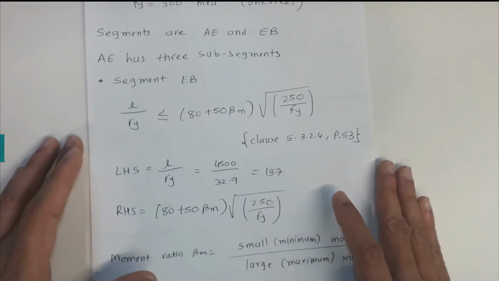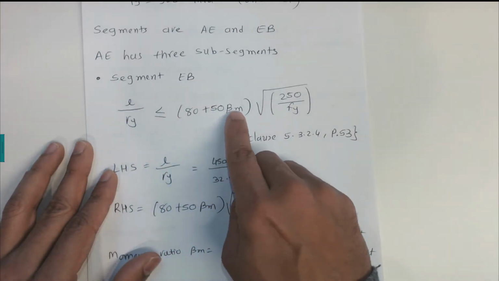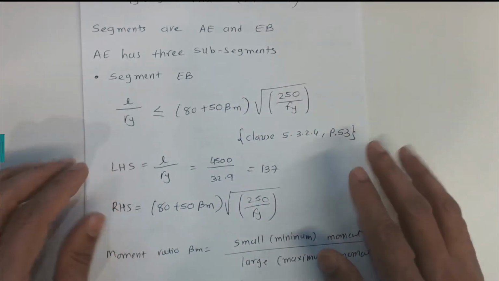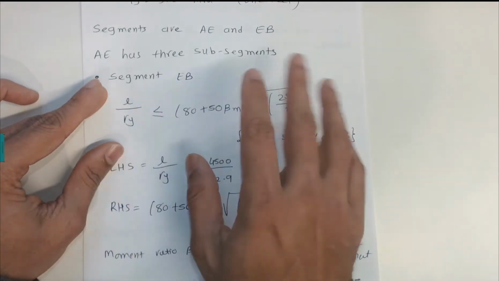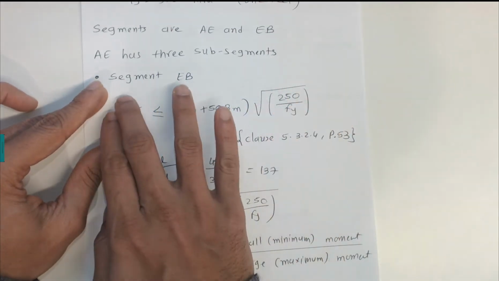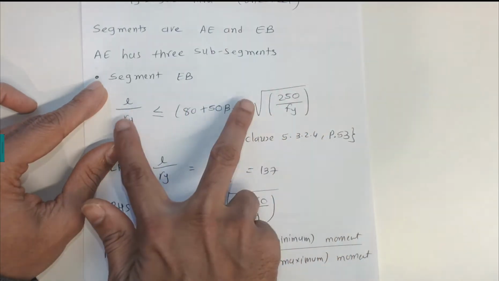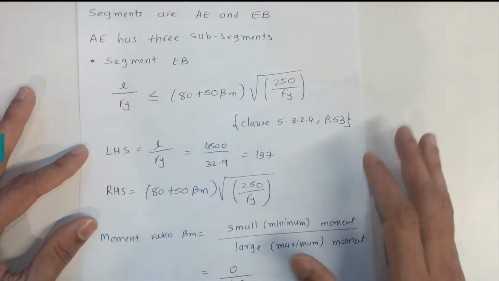For segment EB, we have this equation: L over Ry less than 80 plus 15 beta m, square root of 250 over Fy. Beta m is the moment ratio. If this condition is true, left hand side less than or equal to right hand side, then we say it's fully restrained. If it is false, then it is not fully restrained. That's the simple check we're going to do.